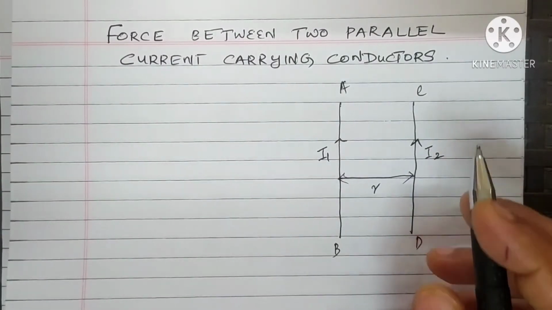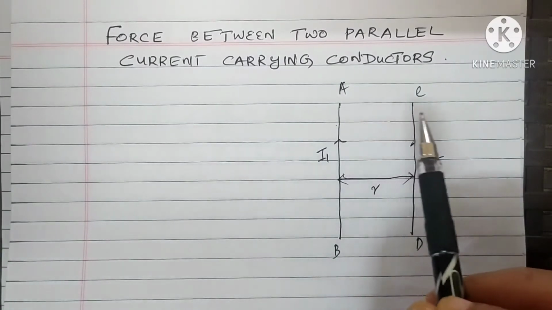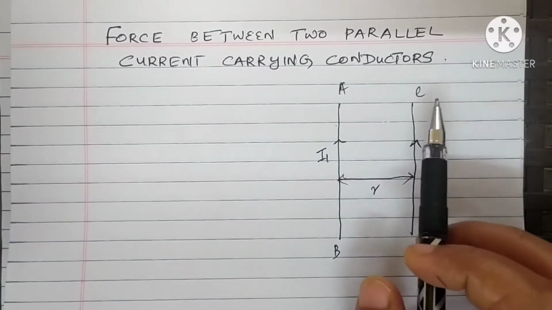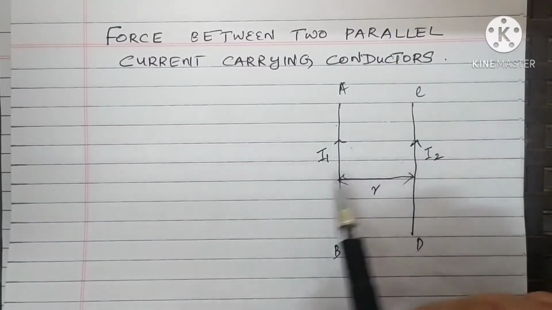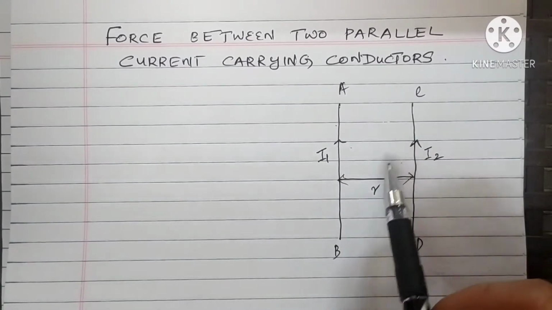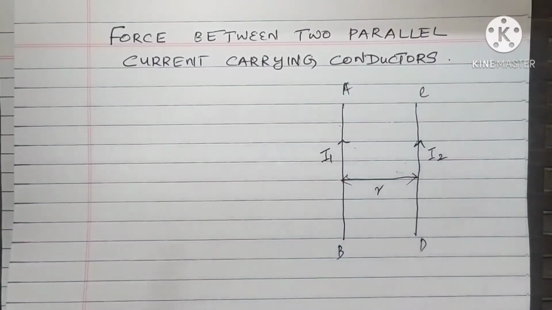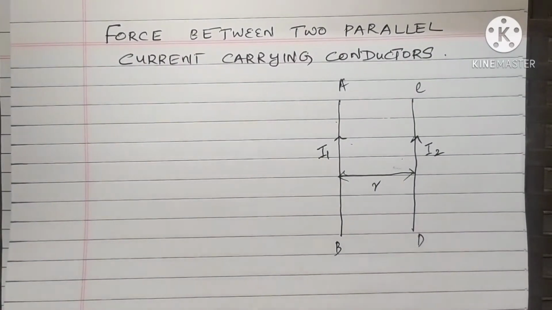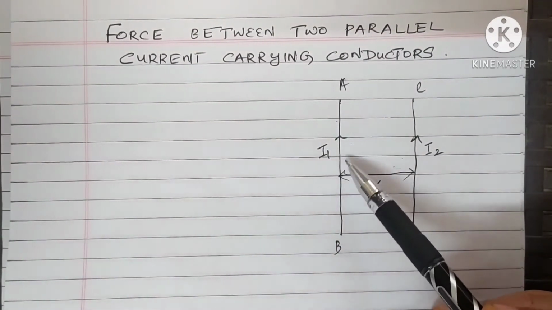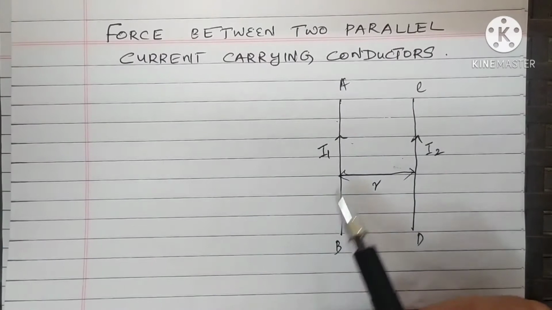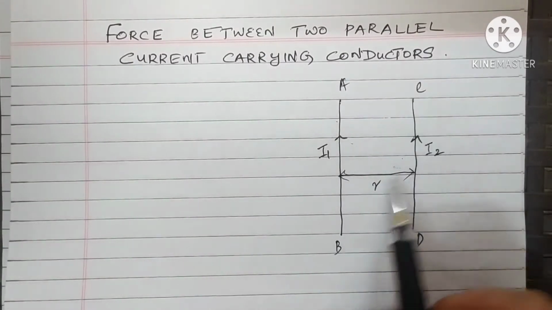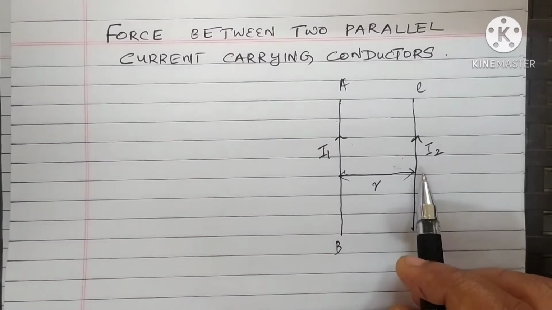Okay. So we are considering 2 thin parallel infinitely long conductors AB and CD. They are separated by a small distance R, and suppose that is placed in free space. Here I1 and I2 are the currents flowing through them in the same direction. Okay. So you know this conductor, since it is current carrying, it produces a magnetic field around it. Clear? Similarly, this conductor also produces a magnetic field around it.